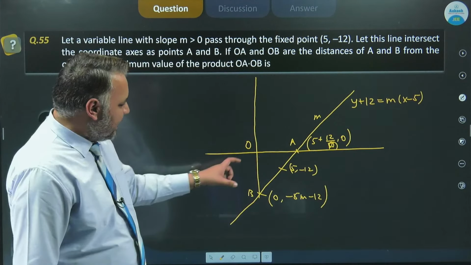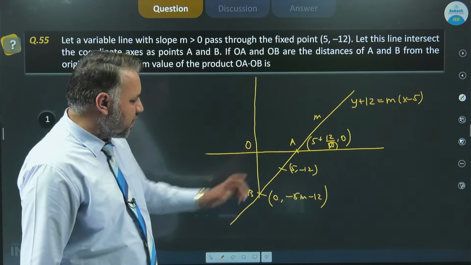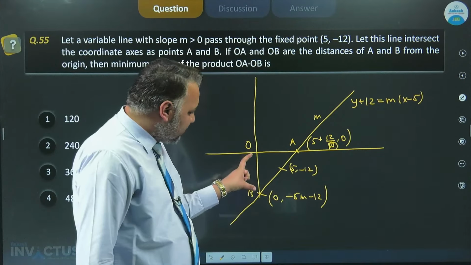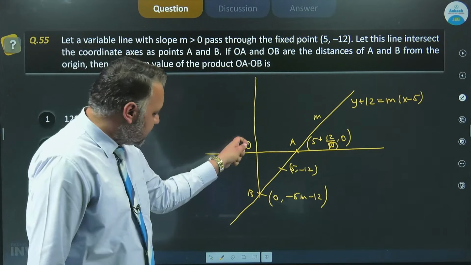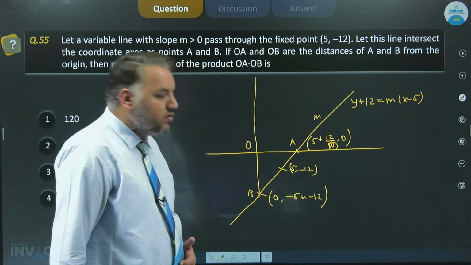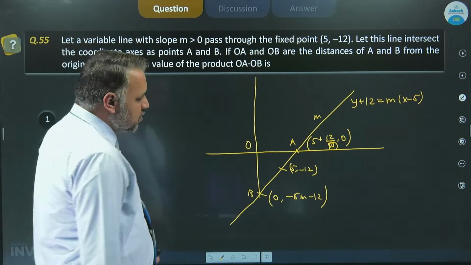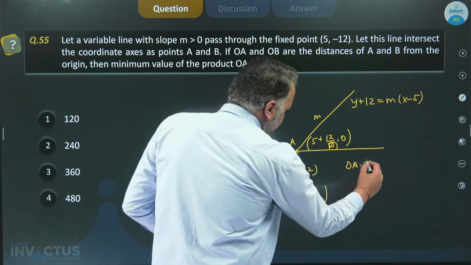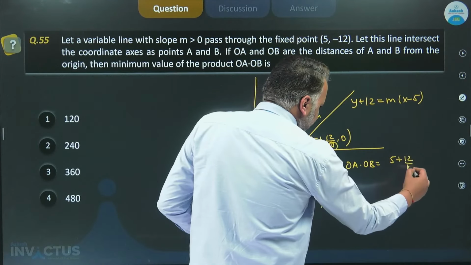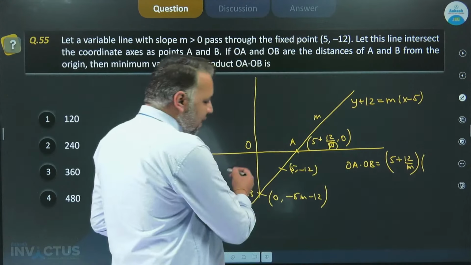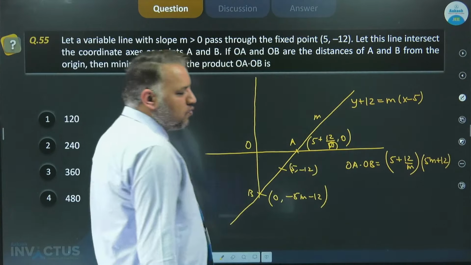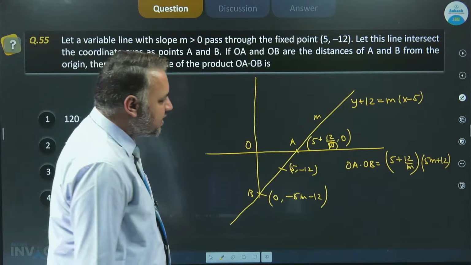Okay, so we have to find the minimum value of this product. Now this coordinate is negative because m is positive, but this length will be 5m plus 12. Obviously this is below the origin, so it is negative, but we have to take the magnitude only. So OA into OB, what is the value of OA into OB? That will be 5 plus 12 divided by m, that is OA, multiplied by OB length, which will be 5m plus 12. You have to take the absolute value. So we have to calculate the minimum value of this, where m is given as positive.